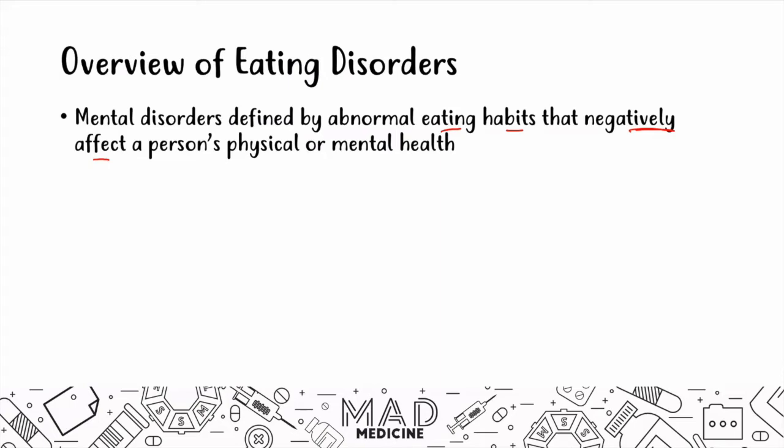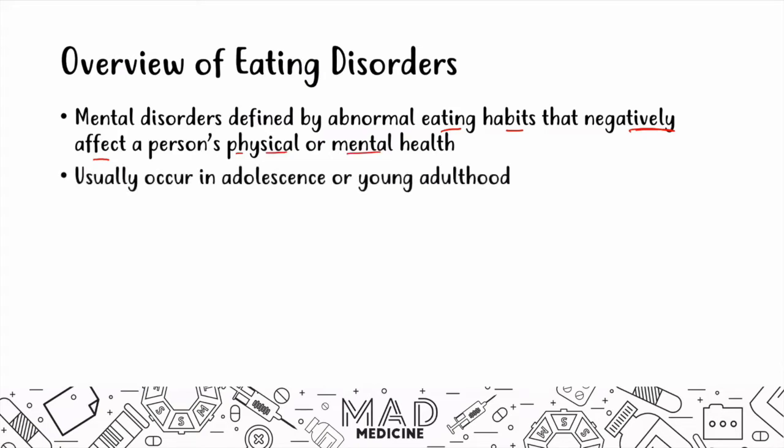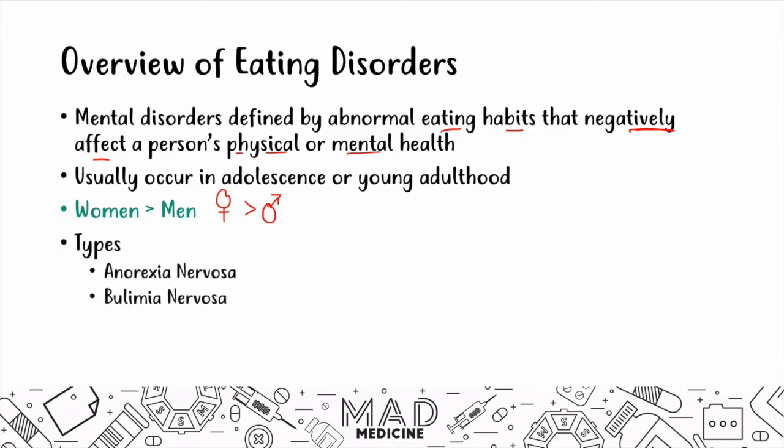This is a multifactorial disorder that we're dealing with. It usually occurs in adolescents or at a very young age, and it's more common in females than in males. On the USMLE Step 1, often it will be a female who gets presented in the vignette. Not always, but often. There are four types we're going to be talking about today: anorexia nervosa, bulimia nervosa, binge eating, and pica.